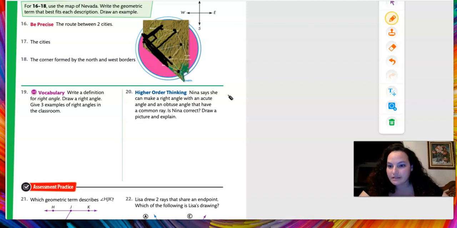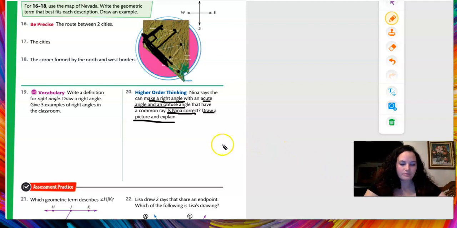First, I'm going to find the question. Is Nina correct? She's saying that she can make a right angle with an acute angle and an obtuse angle. And then they want you to draw a picture and explain. Before I explain anything else, pause the video, see if you can find a way to draw the picture and explain what's happening here. Then come back and check with me.